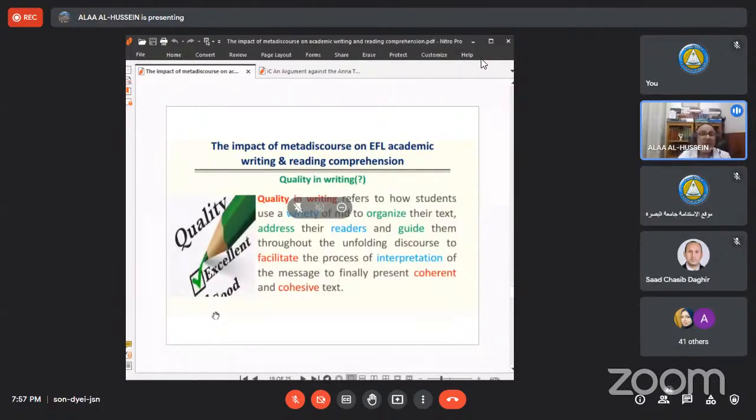As regards quality in writing, it refers to how students use a variety of different options of meta-discourse markers, instead of using, for example, at the lower level, "and" and also "but" most of the time as connectors. They become aware that there are different types, a variety of meta-discourse markers at the level of the text, interactive meta-discourse, and at the level of interacting with the readers.